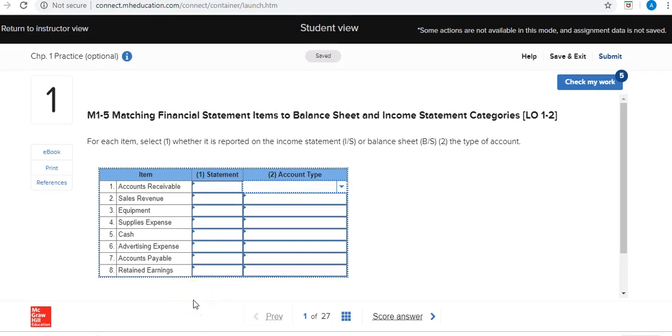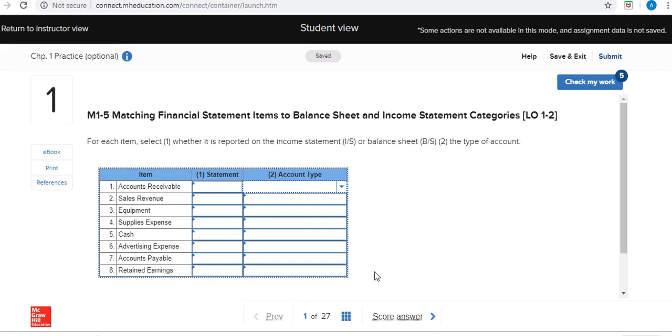This problem deals with identifying which account type each of these items are, and then on what financial statement it appears. Our directions tell us actually to select first the statement and then the account type, but we're going to do this in the opposite direction.